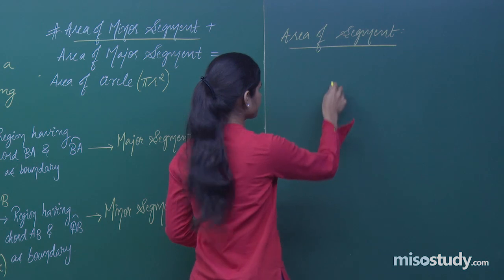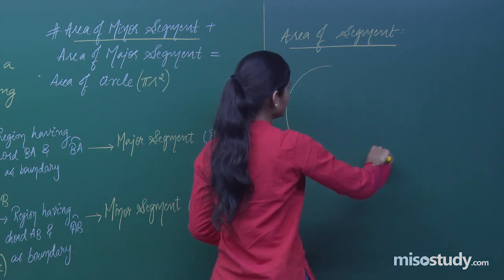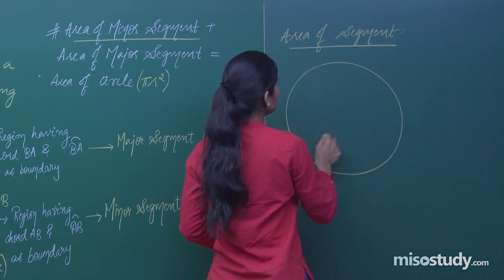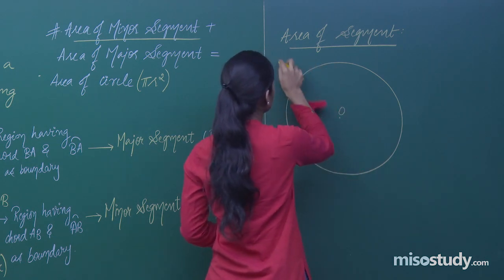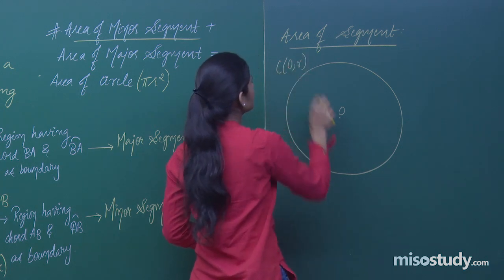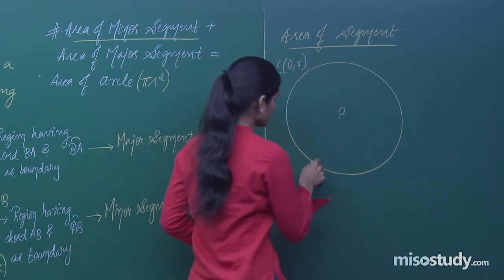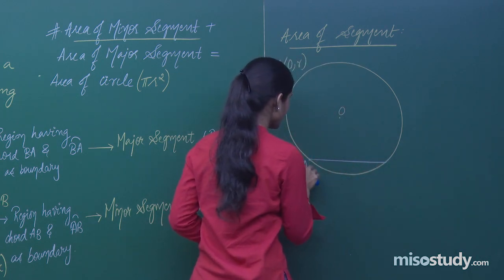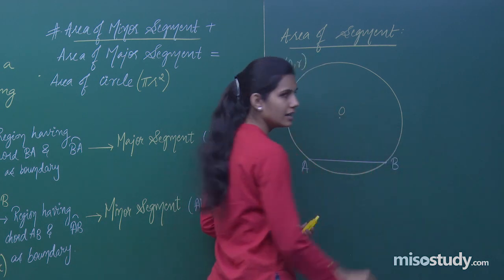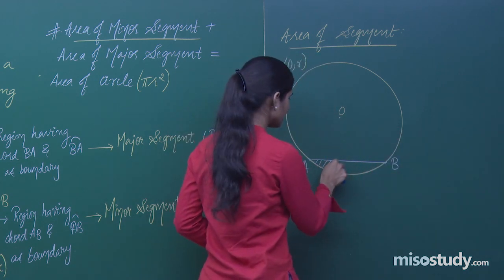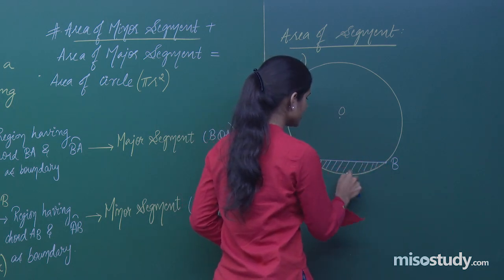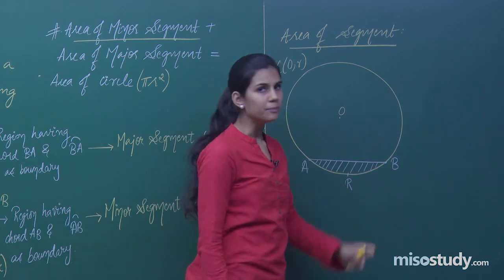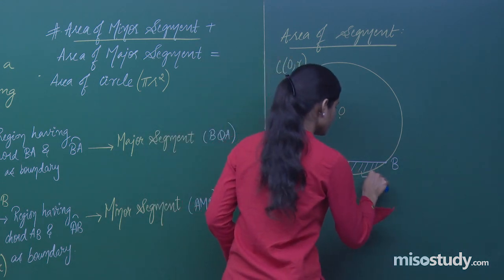Let's see. So that's the circle. If that's the circle, say the center is O, radius is R, this is a circle centered at O with radius R. Say that's the chord. This point is say A, this point is say B. I am interested in computing the area of this segment. Say this point is R. So I am interested in computing the area of the ARB region, which is my minor segment.